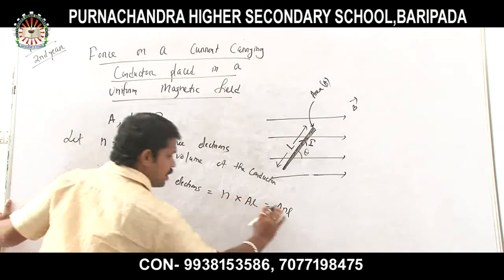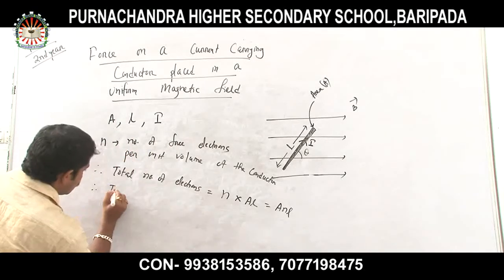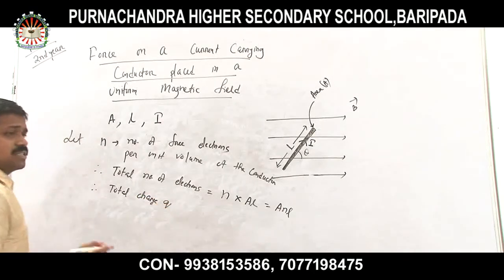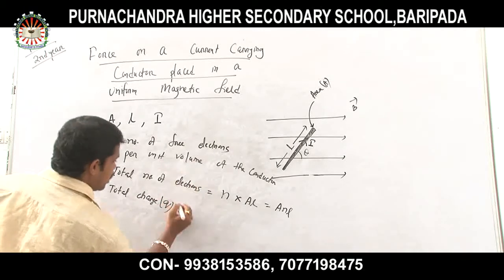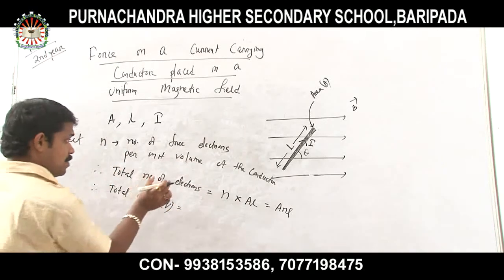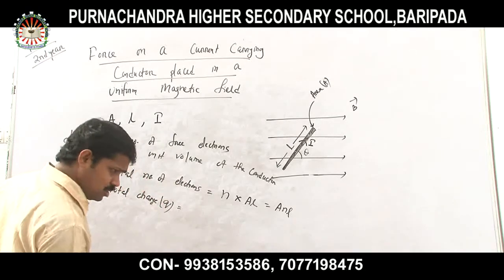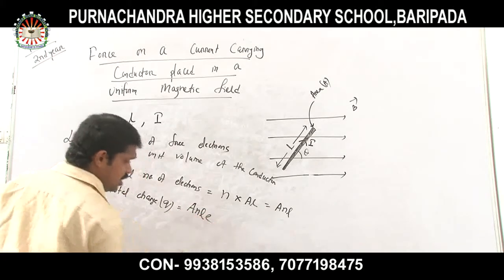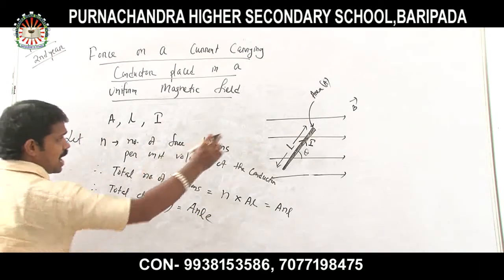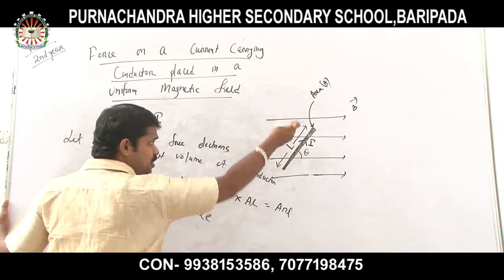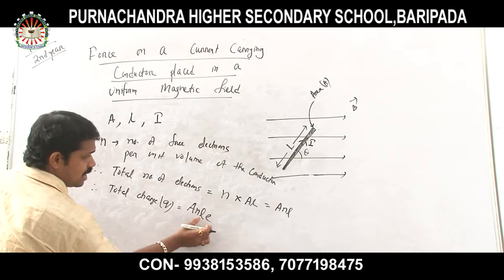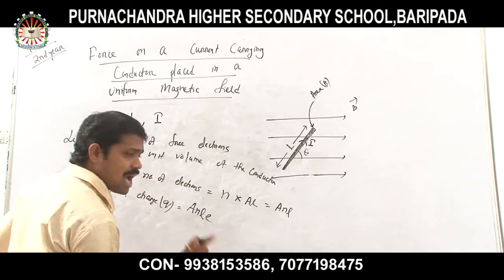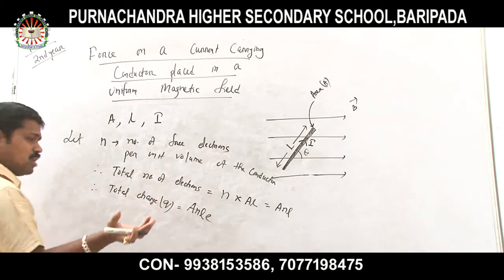Now, if this is my total number of electrons, what is the total charge? Let us find out. Suppose I take the total charge as Q. The total charge on this conductor is equal to the number of electrons times the charge of an electron. The number of electrons is n A L, and the charge of an electron is e. So the total charge becomes Q = n A L e. If I multiply these two, I get the total charge.